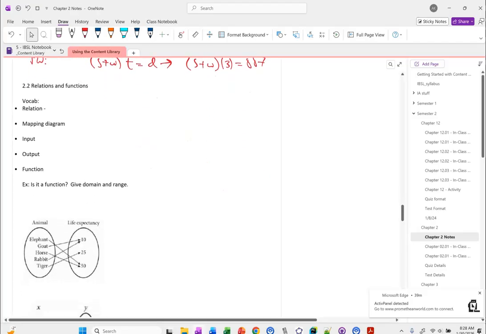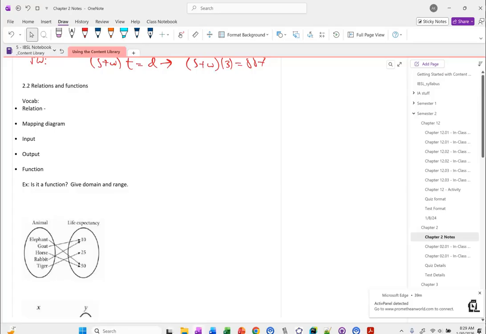Okay. Relations and functions is like the barest of Algebra 1 minimums. I don't know why we're doing this at the second unit or second part of this chapter instead of the first part. Makes not a single lick of sense to me, but this is what they did.